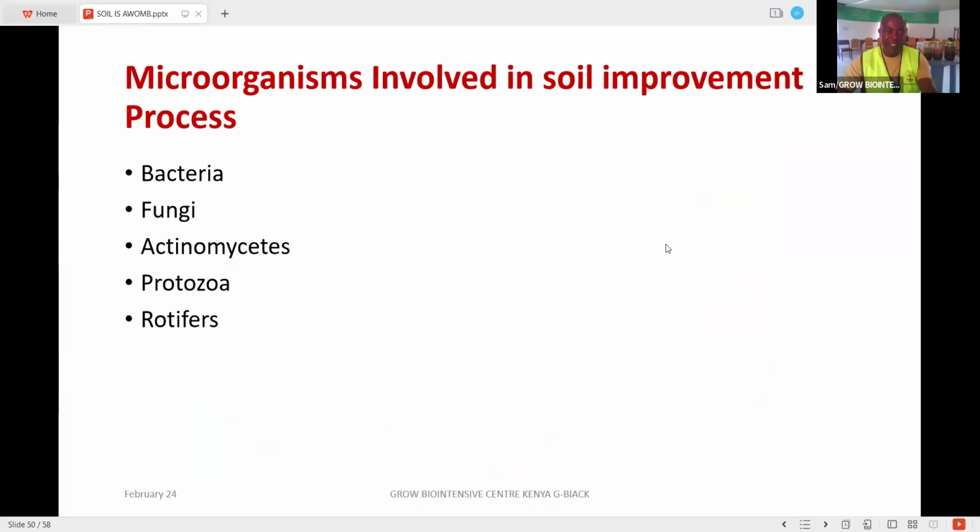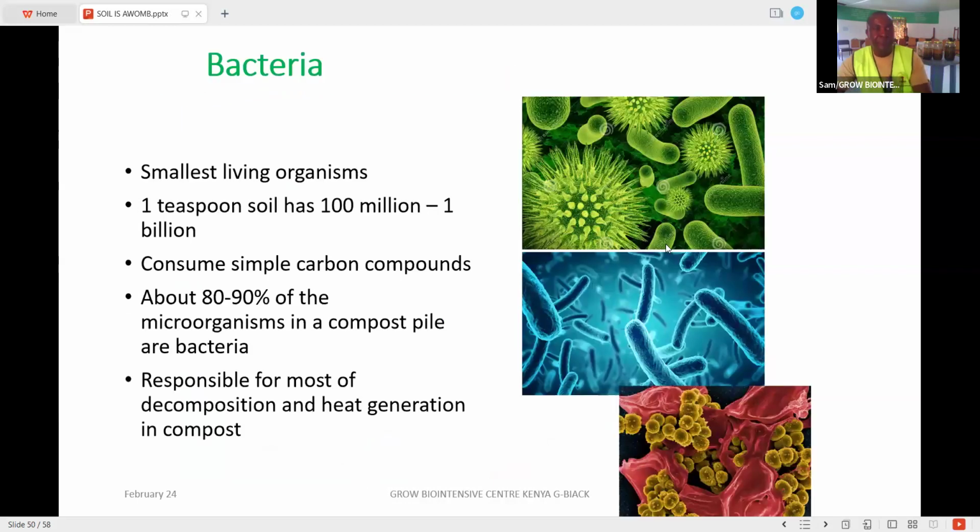So we'll look at that one by one in a nutshell and see how important they are: bacteria, fungi, actinomycetes, protozoa, and rotifers. Bacteria are the smallest of all the organisms in the soil. One teaspoonful of soil, and I'm not just talking about any soil, I'm talking about good arable soil, contains 100 million to 1 billion bacteria.